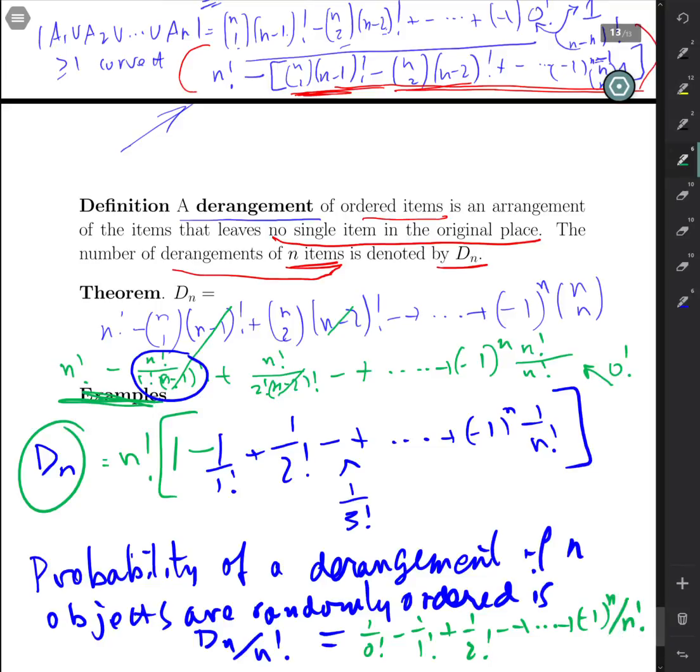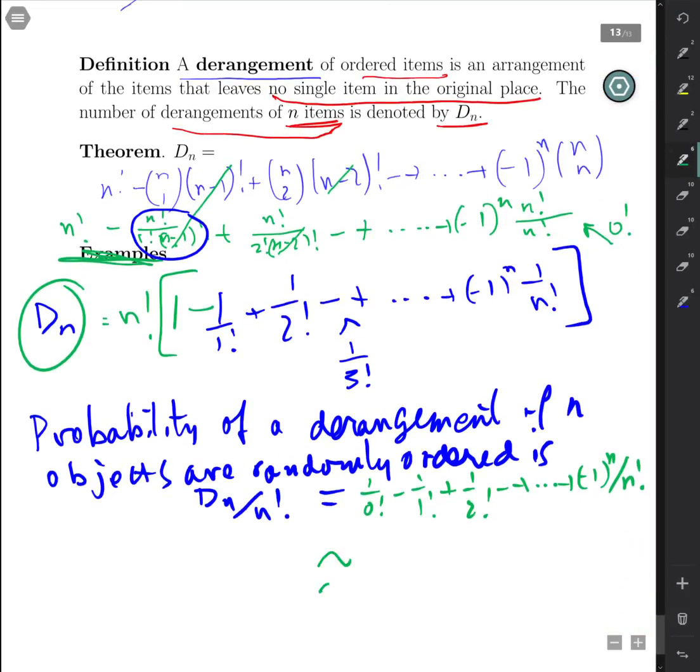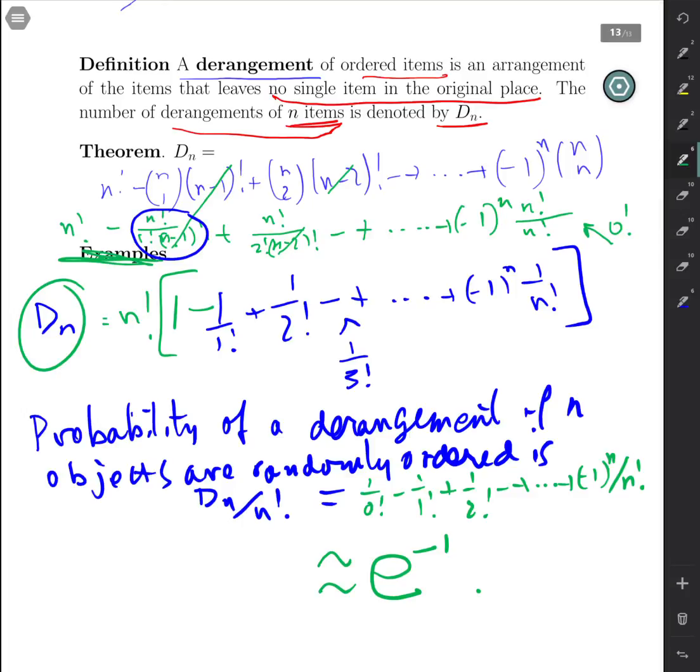And in fact, that number is approximately equal to, lo and behold, the number e to the minus 1 power. It's an approximation, but it's a very good approximation. And so I will stop it here, and we'll do examples in class on this crazy thing of derangements.